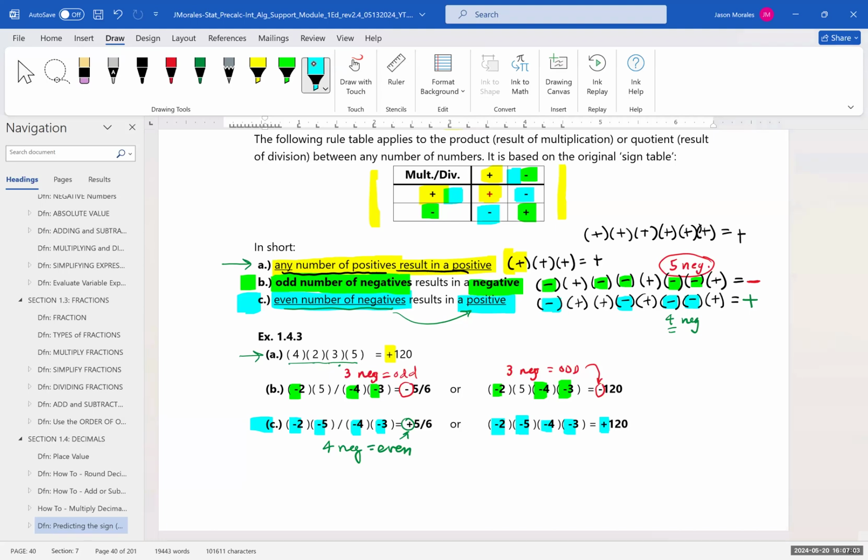Okay, so we need to keep that in mind moving forward. These basic rules of making sure that you keep the signs correct, because unfortunately, if you miss one sign somewhere in your multiplication, it will most likely make your final resulting answer incorrect.